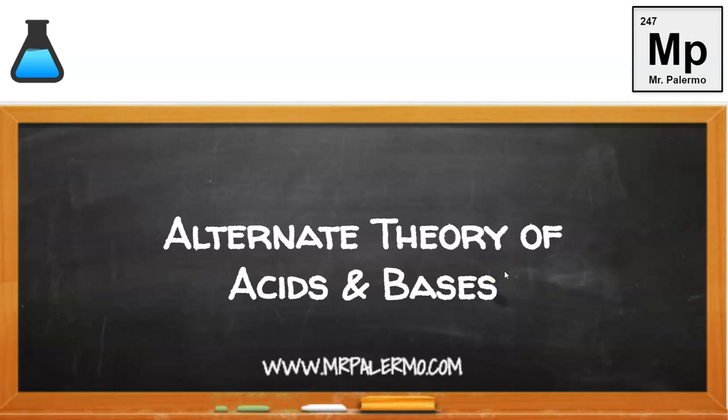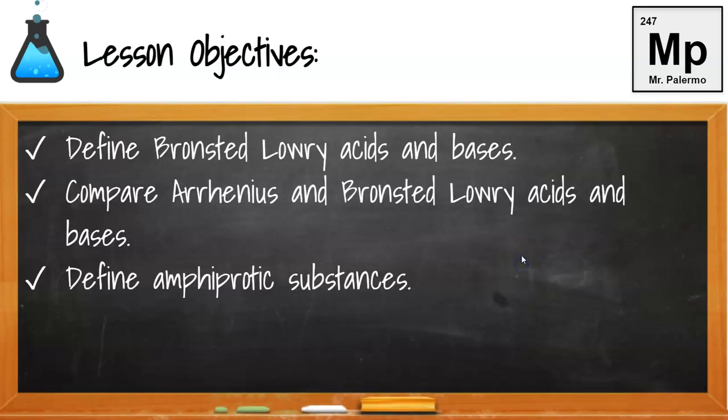In this lesson, we'll be investigating the alternate theory of acids and bases. Our lesson objectives: define Bronsted-Lowry acids and bases, compare the Arrhenius theory to the Bronsted-Lowry theory, and define amphiprotic substances.